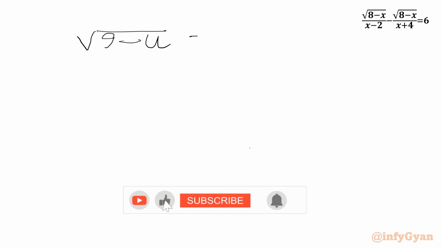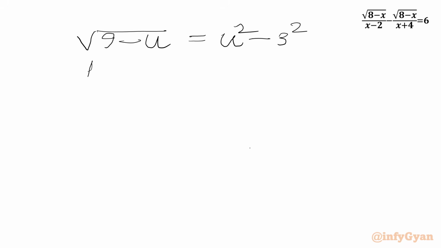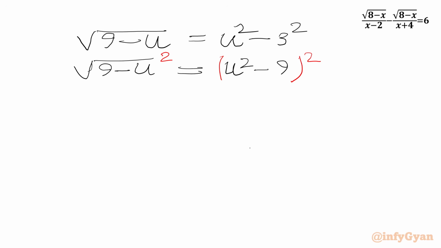So we will write square root 9 minus u equal to u square minus 9. Now we have square root in LHS, so we will be squaring both sides. Square root and square will get cancelled out from LHS. We will write equation 9 minus u equal to u square minus 9 whole square. Now we will subtract u square from both the sides.